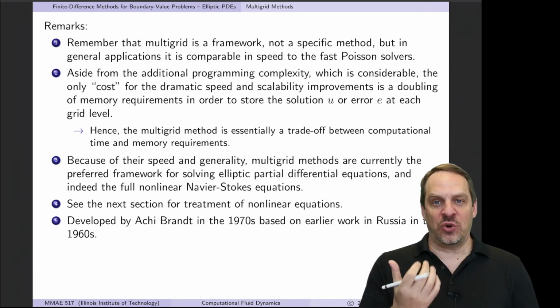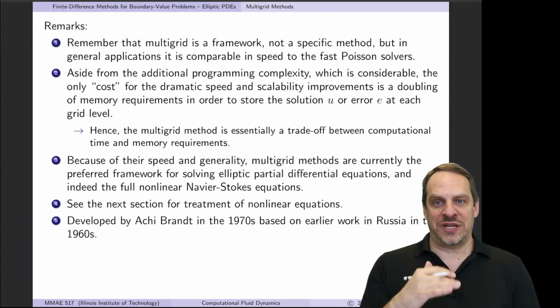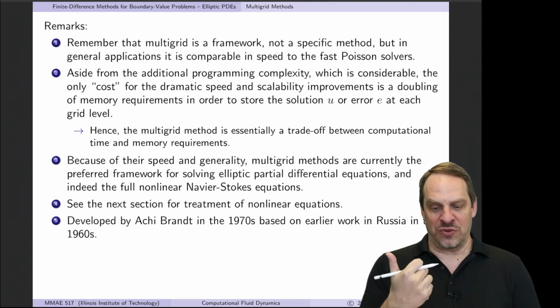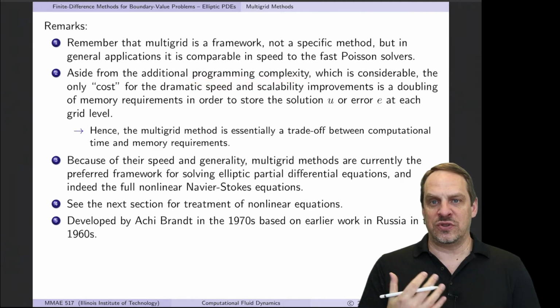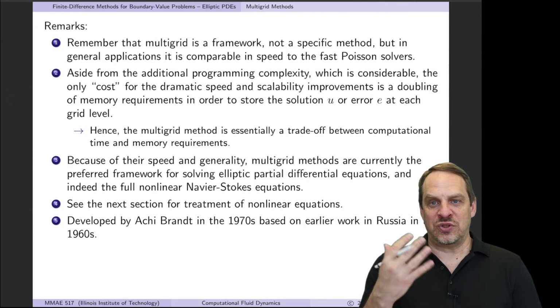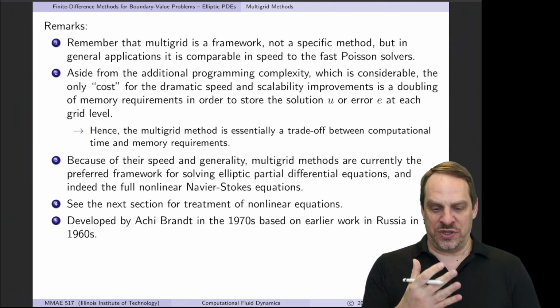Now, as is almost always the case, there is a cost. To improve the computational efficiency of these underlying relaxation techniques, there is a cost. One clear cost that we've seen already is that there's additional programming complexity involved. So the programming itself is going to be much more complex. Now that's just a one-time cost to write the code in the first place. In terms of running the code, what is the cost?